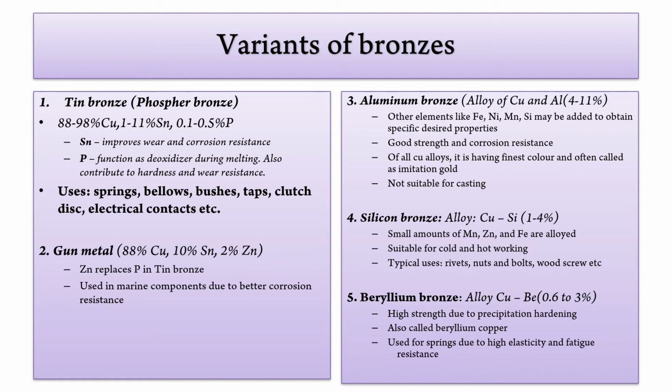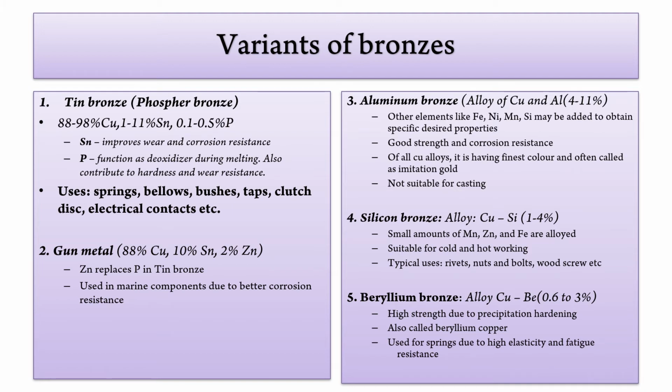Then what's silicon bronze? It's an alloy of copper and silicon. Silicon content is from 1 to 4%. Small amounts of manganese, zinc and iron are alloyed. Suitable for cold and hot working. The uses are rivets, nuts and bolts, wood screws, etc.